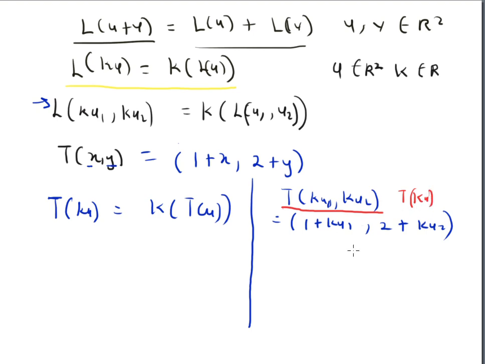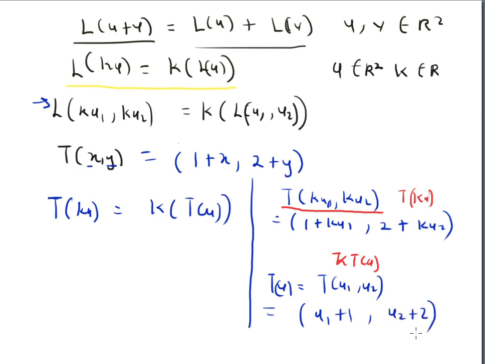So now we are coming to find kT(u). To find kT(u), we have to find T(u) first. T(u) is equal to this in two dimensions, (u1, u2). We take the first term and add one to it, so we have u1 plus one, and u2 plus two. Now we multiply.